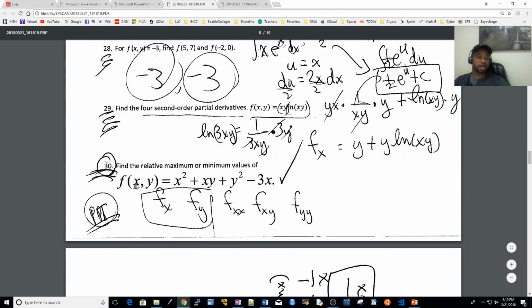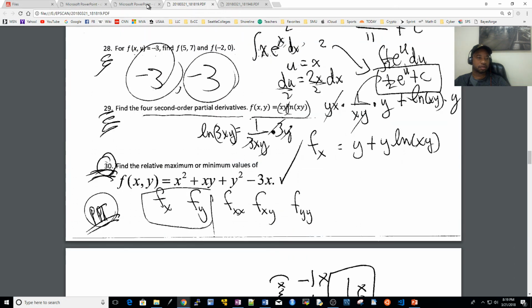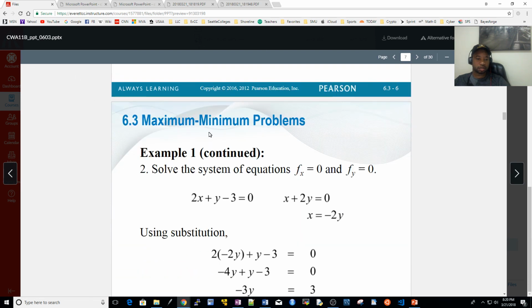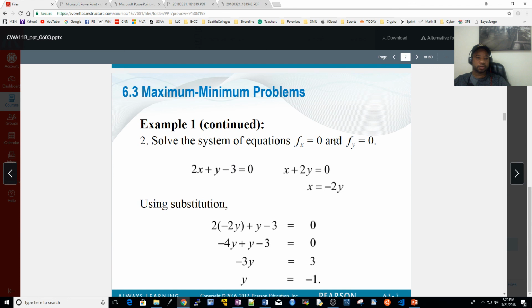This is the function, f of x, y, x squared plus y squared there. Find the relative maximum or minimum values of this. So first, find all of those derivatives, partial derivatives. Then you set the partial of x and partial of y to 0, and you'll get a system of equations. And you solve that system for x and y, and that's going to be your critical point. This is three-dimensional type stuff.